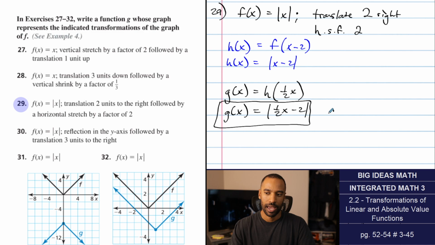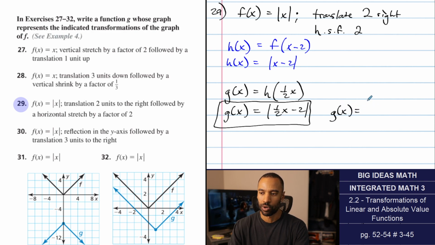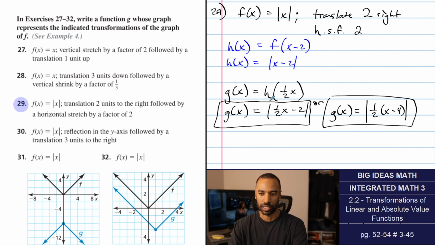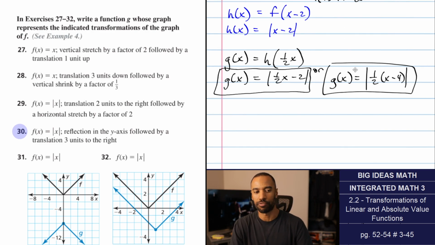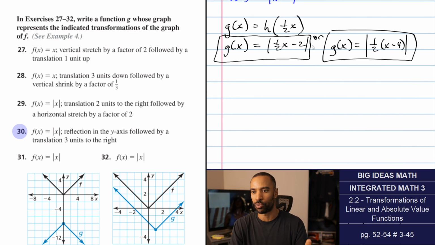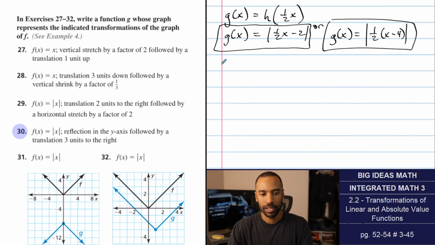the answer. A better answer to me is g of x equals, at least, even if it's still inside there, factor that out, and this becomes x minus 4. Okay, we're good. This or that. Honestly, that was the one you're going to see in like an answer book. Number 30, f of x equals absolute value of x, reflection in the y-axis followed by a translation 3 units to the right. Yet they really like to do the horizontals on the absolute value ones and leave the vertical ones for the linear.